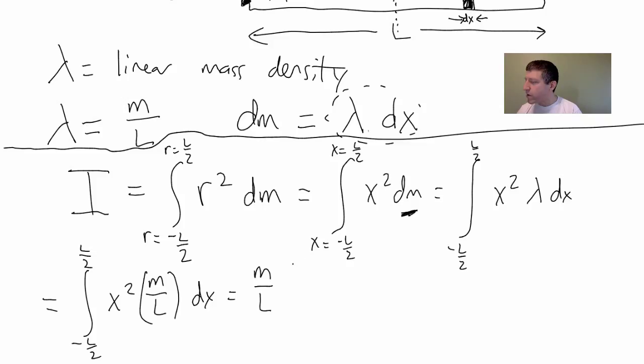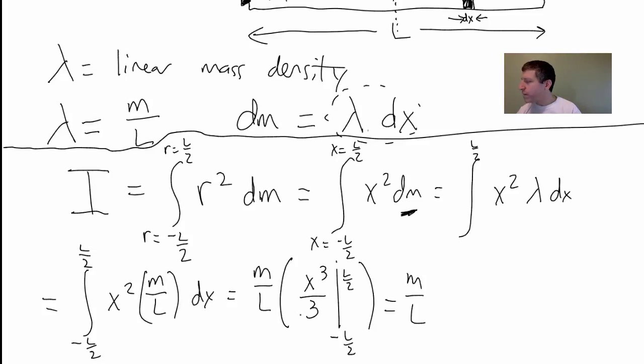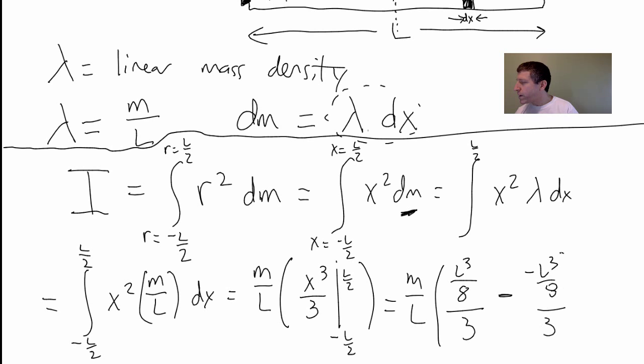So here's what that's going to look like. The integral of the part on the inside will be x cubed over 3, and I'm going to evaluate that from negative L over 2 to L over 2. So it's M over L times L over 2 quantity cubed. That will give me L cubed over 2 cubed, which is 8, and that's over 3. Minus, it'll be negative L cubed over 8, again over 3.